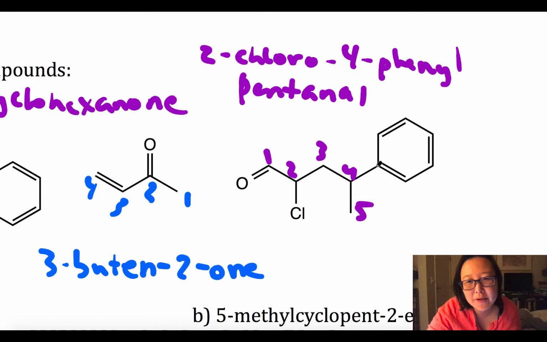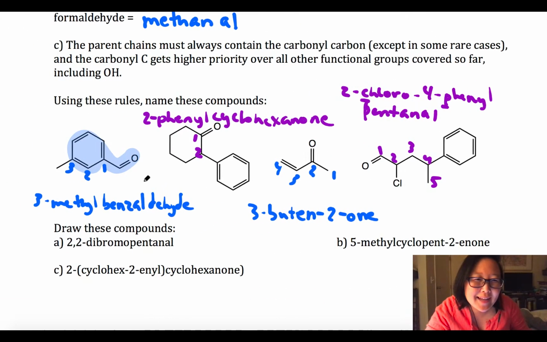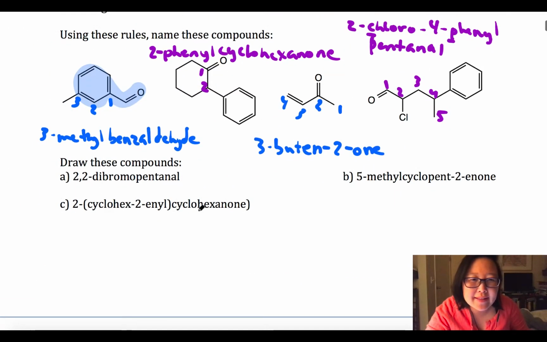We have a phenyl group off of 4 and a chloro group off of carbon 2. So this one is called 2-chloro because C comes before P. 2-chloro-4-phenylpentanal. All right. And then let's go ahead and try drawing these guys out. Go ahead and give that a shot as well.